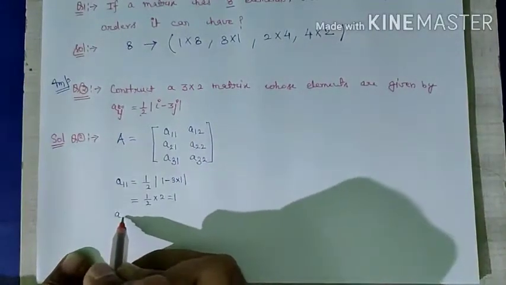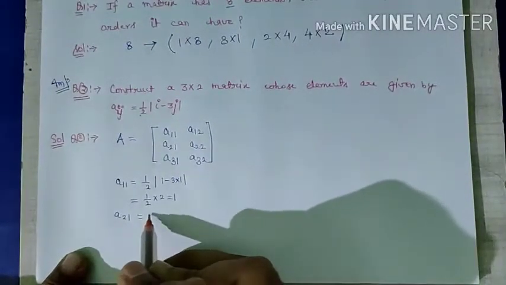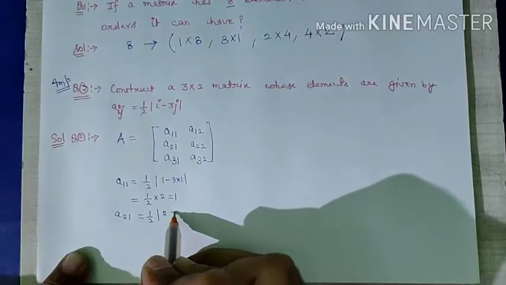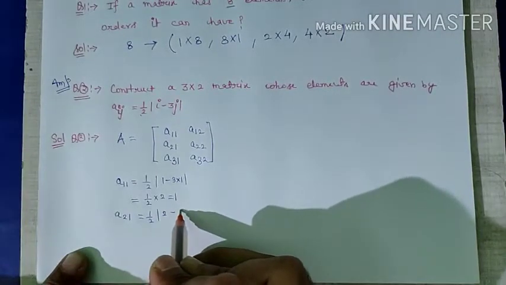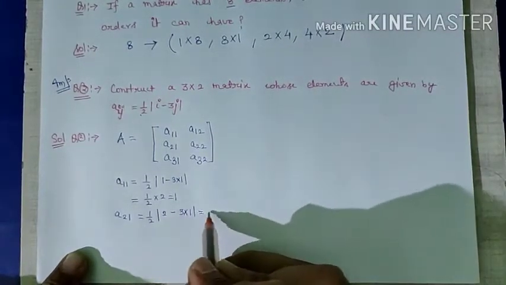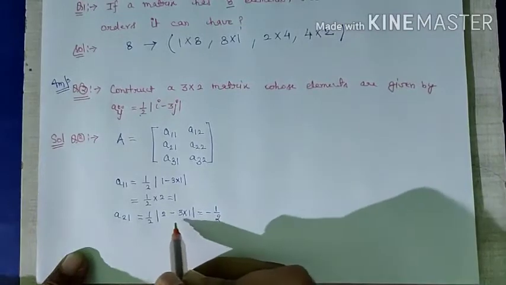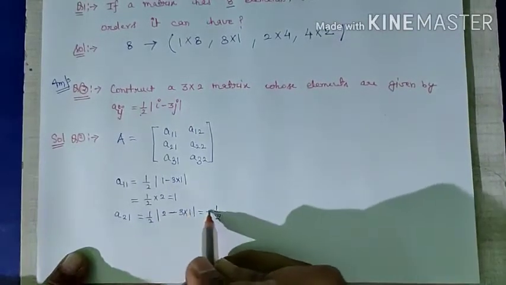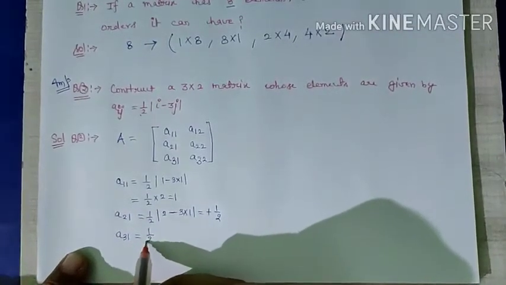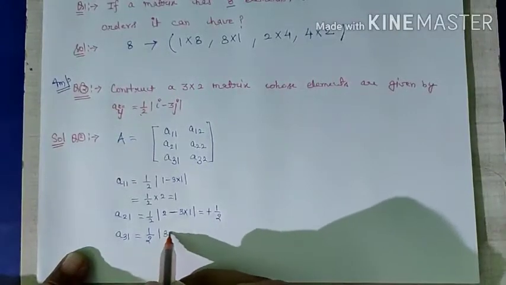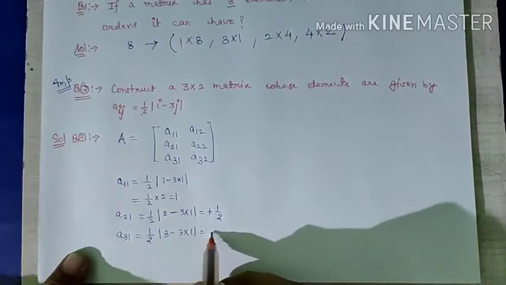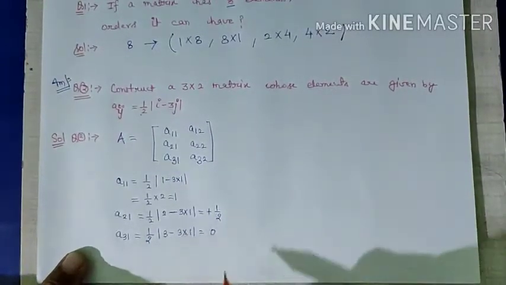Similarly, a21 will be 1 by 2 into |2 minus 3 into 1|, which means minus 1 by 2, but because this is a modulus, the minus sign will not come. a31 is 1 by 2 into |3 minus 3 into 1|, which means 0, because 3 minus 3 is 0.